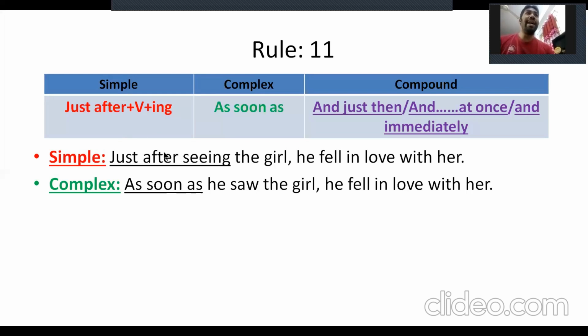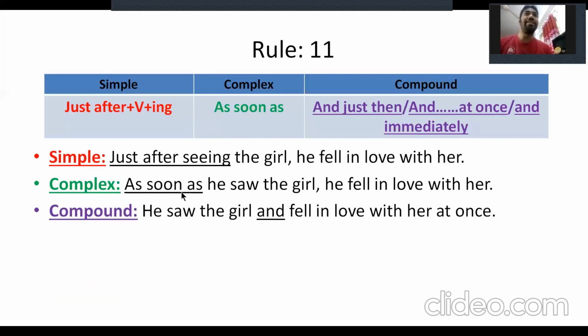As just after acts as a prepositional phrase, we use verb plus ing after it. So we take the verb from the subordinate clause of the complex sentence, in which this verb is saw, and make ing with it. Then the main clause of the sentence stays the same. To make the sentence compound, we take the two clauses from the complex sentence and add just then, or and at once, or and immediately as a joining device. The compound one is: he saw the girl and fell in love with her at once.